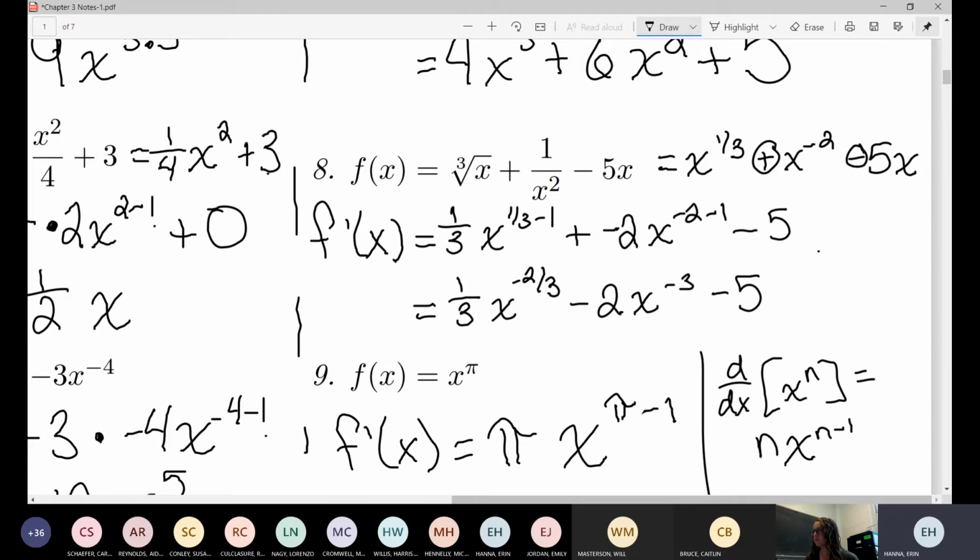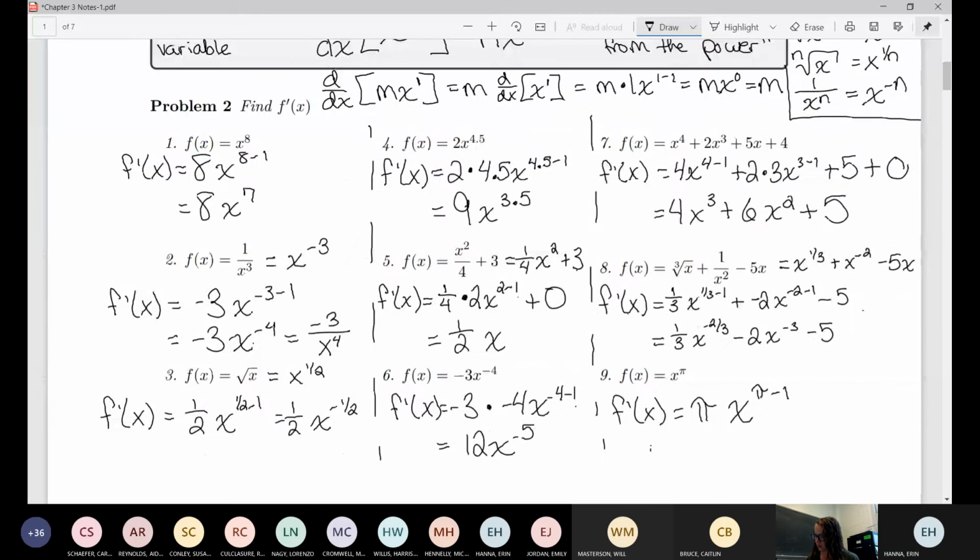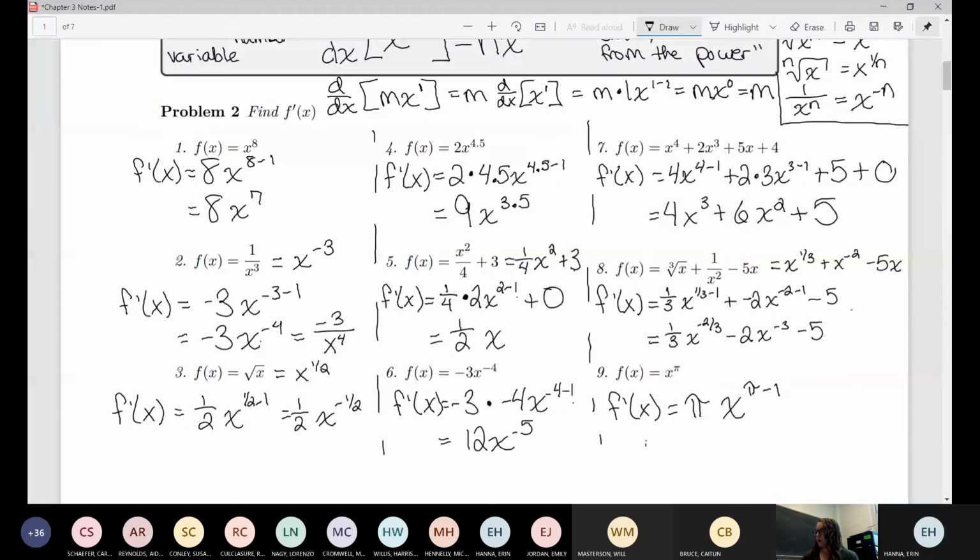Did that help? Cool. So yeah, sometimes with these we need to do 2 steps. We need to rewrite the original in terms of some different exponents if necessary, and then take the derivative. All right, I'm not seeing any more questions, so I will move on.